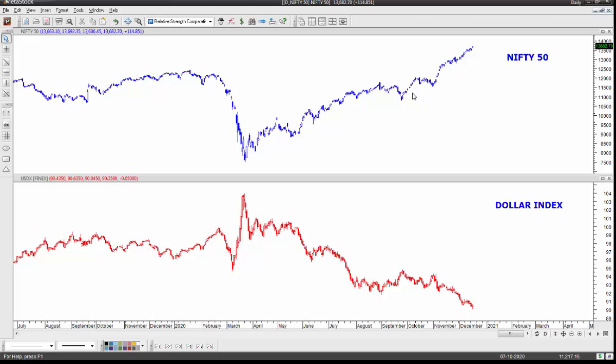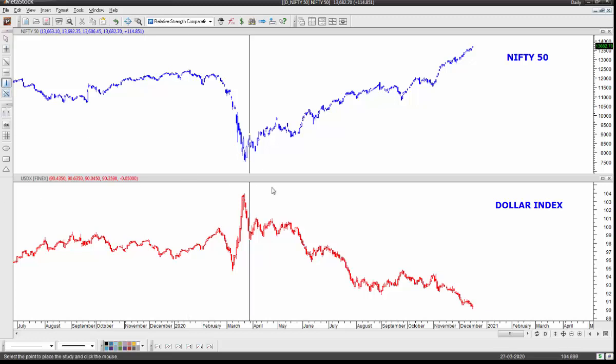Second, we'll try to see all the phases where there has been a very clear correlation between the dollar index and the Nifty 50. And third, we'll look at the longer term picture of the dollar index and why it is very important to start looking at this chart on a regular basis. So let me start off with the first part, the shorter term correlations.